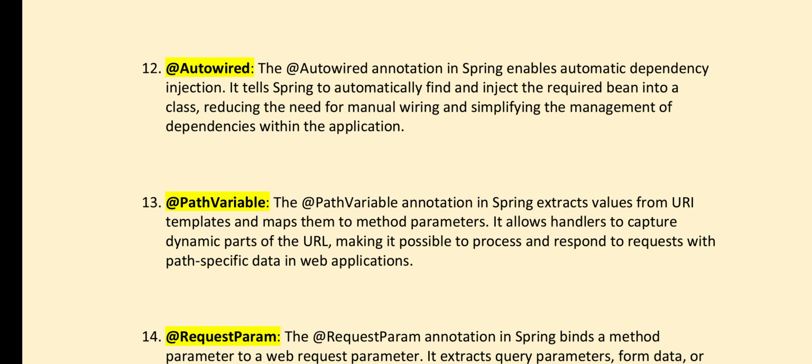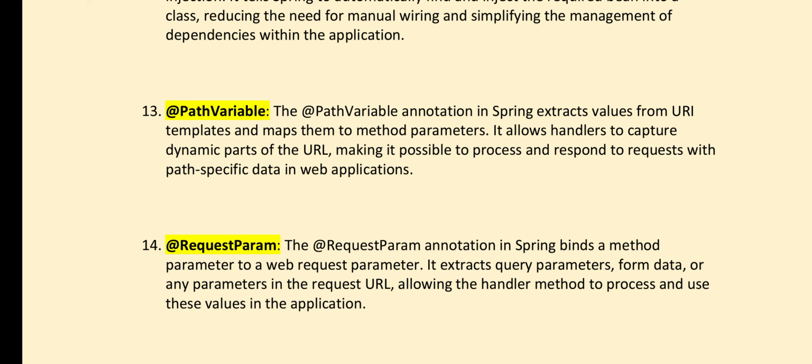@PathVariable annotation in Spring extracts values from URI templates and maps them to method parameters. It allows handlers to capture dynamic parts of the URL, making it possible to process and respond to requests with path specific data in web applications.